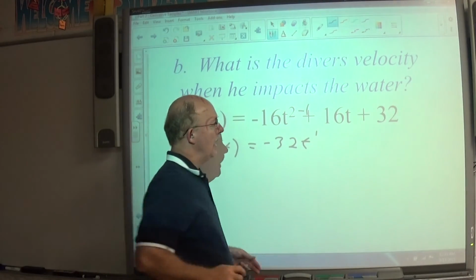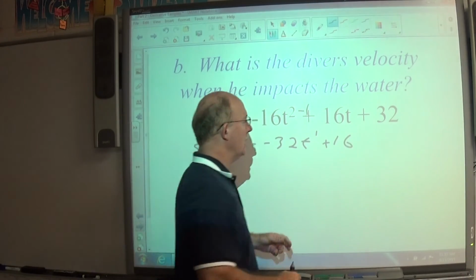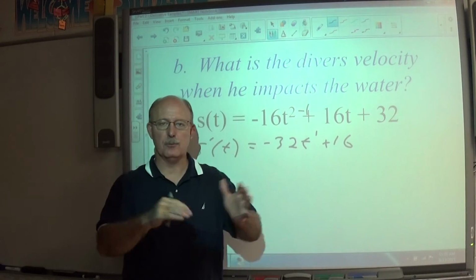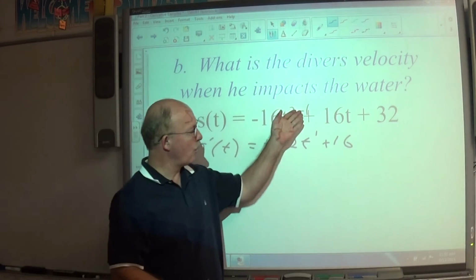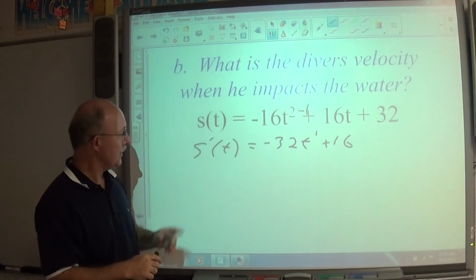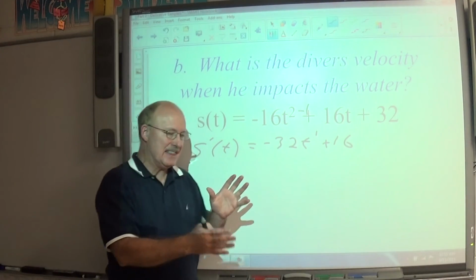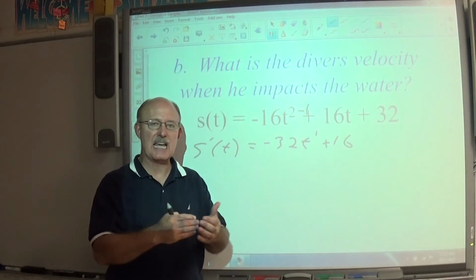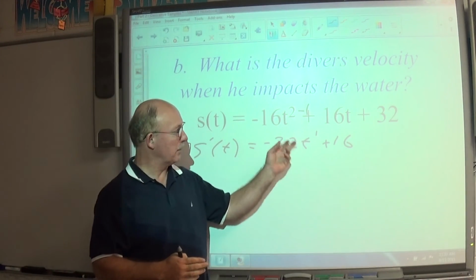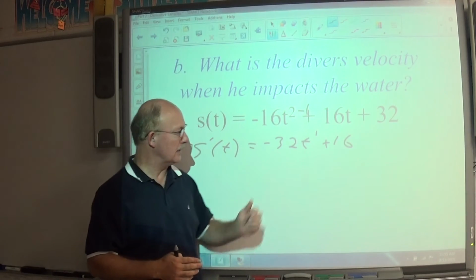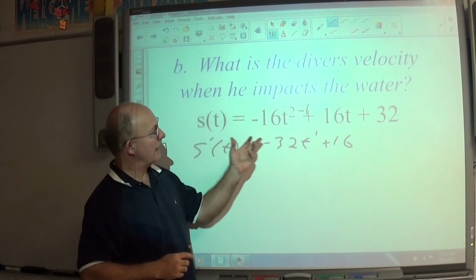All right. The derivative of 16t is just 16. So remember now, you drop the variable. If you just have one variable, a power of 1, you just drop the variable. So this is our derivative now. This is now an expression for our instantaneous velocity. We can get the slope of any tangent line on our position curve using this expression now. So when does the diver impact the water?